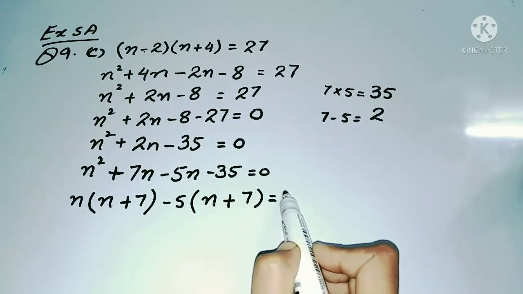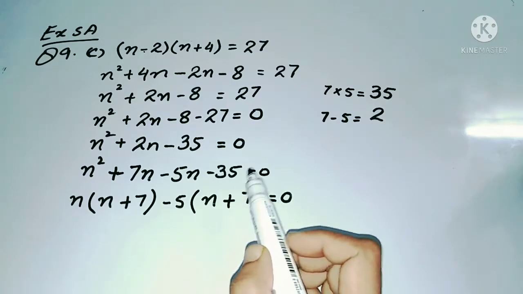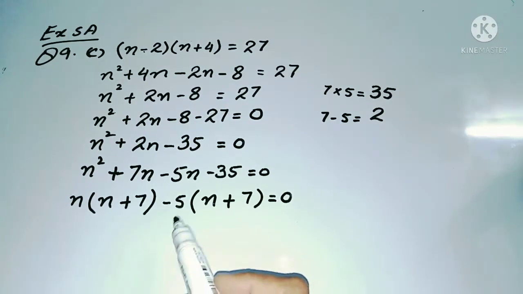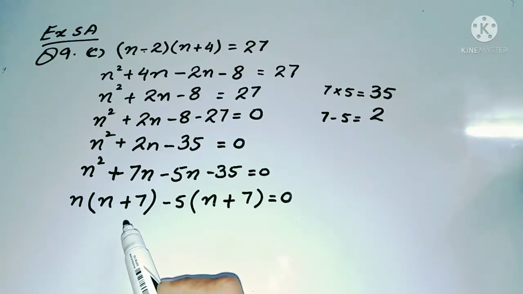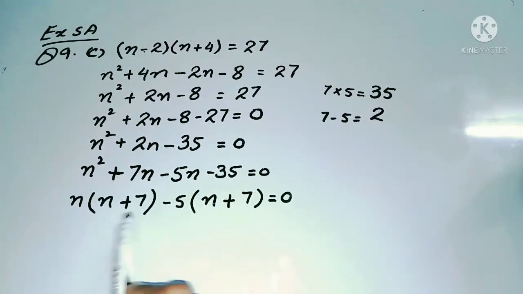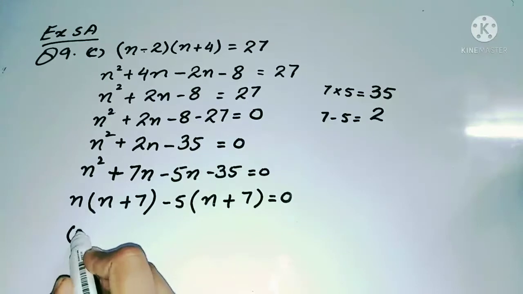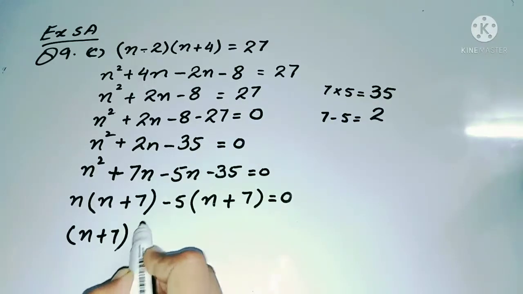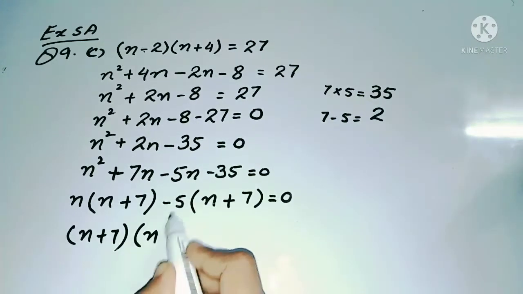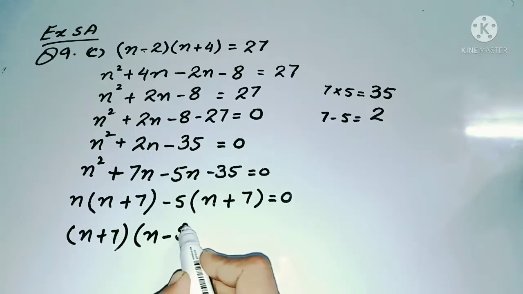So just remember that whenever you do sums related to factorization, these two brackets must be the same. Okay, now here you can see that n plus 7 is present in this whole term, and n plus 7 is also present in this whole term. So you can take n plus 7 common. Now what's left here? n is left, and what's left here? 5 is left. So you write down n minus 5.